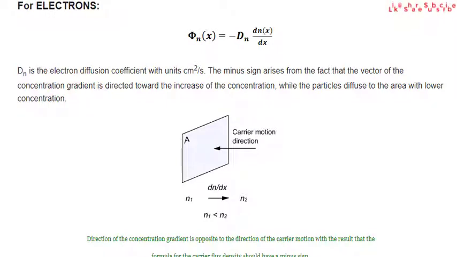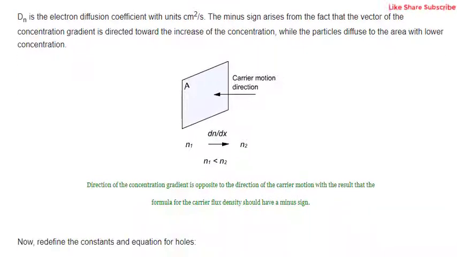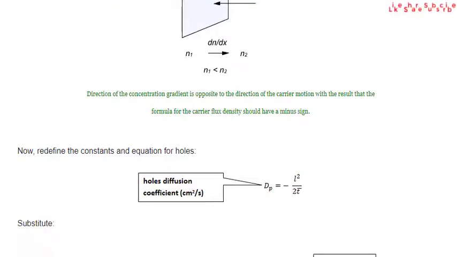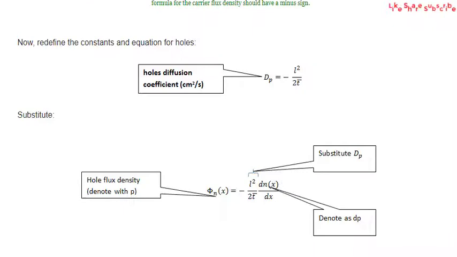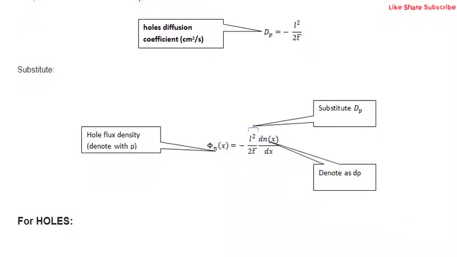Consider the length dx of semiconductor and movement of holes through it. The net increase in hole concentration per unit time is the difference between the flux of holes entering and leaving the volume A delta x, plus generation rate and minus recombination rate.